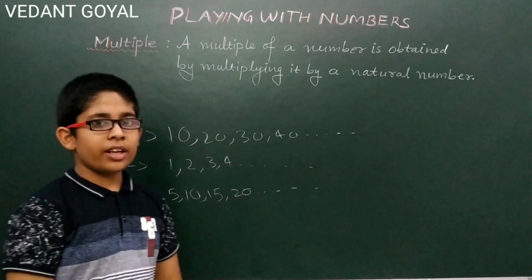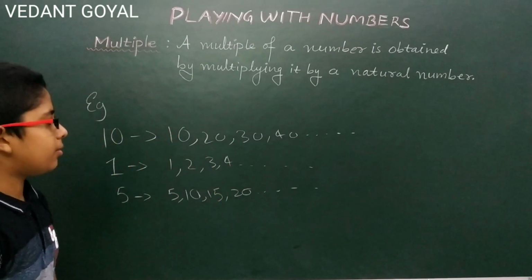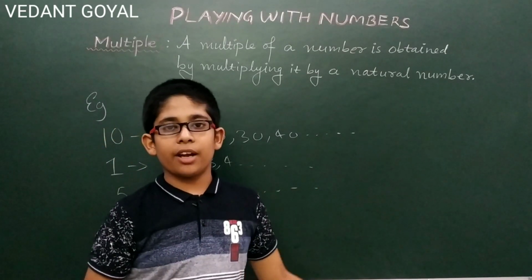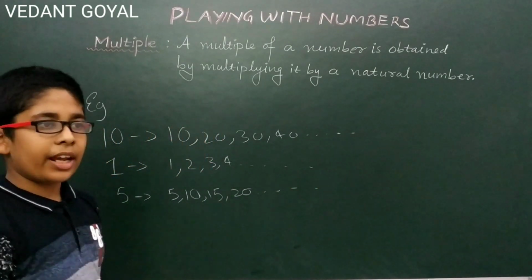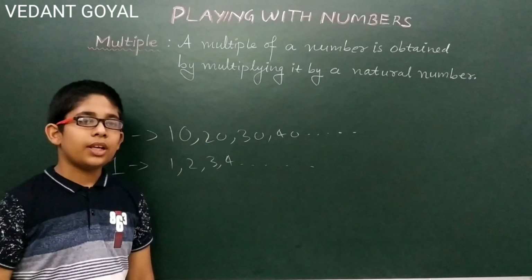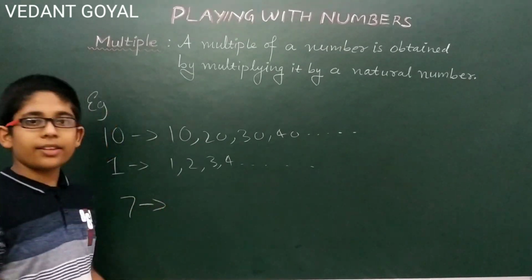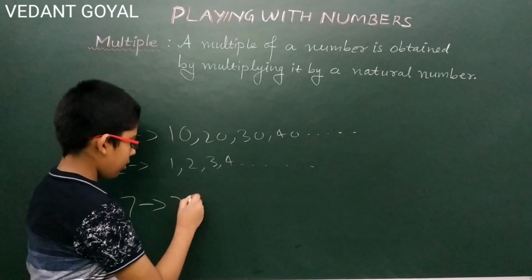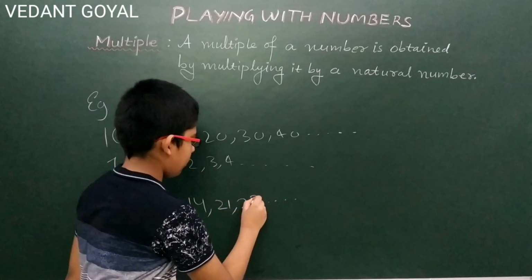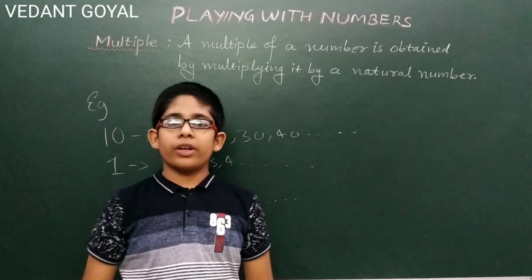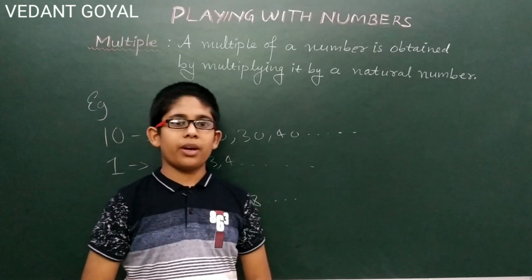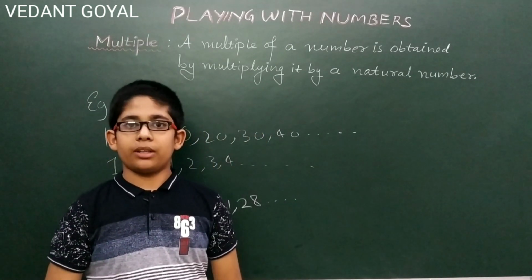So multiples are infinite. They never end. If we go on and multiply 1 into 1 lakh, we will get 1 lakh. And there is the next multiple 1 lakh and 1. So multiples are infinite. Let's take 7. What are the multiples of 7? They are 7, 14, 21, 28 and so on. It is very simple. So you can find out the multiples of any number by multiplying it by a natural number and you will get the multiple.